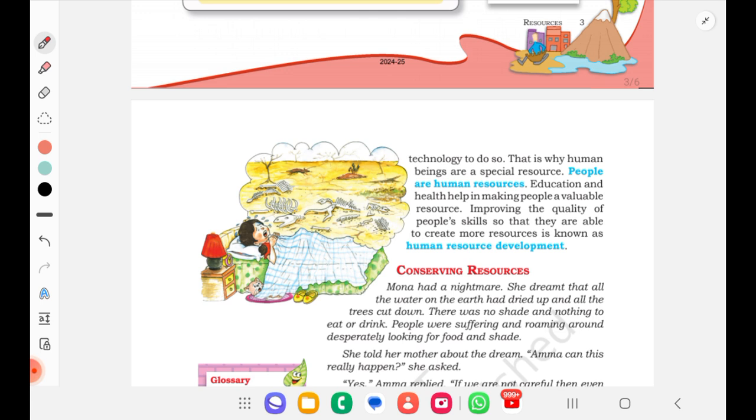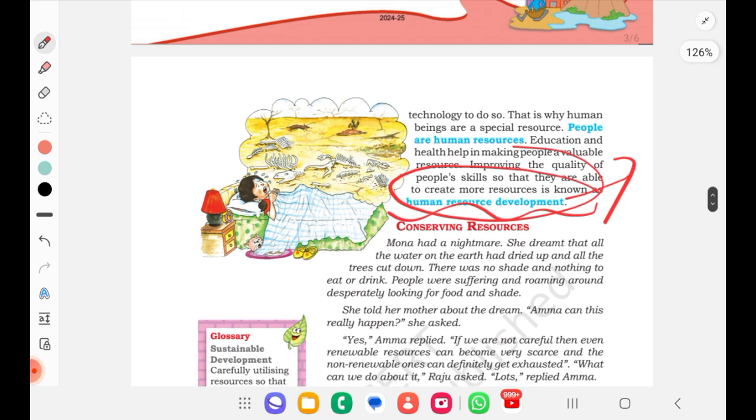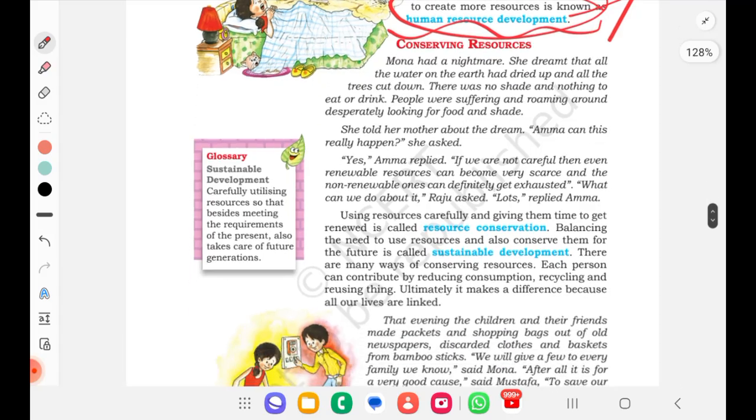Improving the quality of people's skills so that they are able to create more resources is known as human resource development, or human capital formation. Giving them the right skill, knowledge, and health. Okay. Conserving resources, till here we'll read.